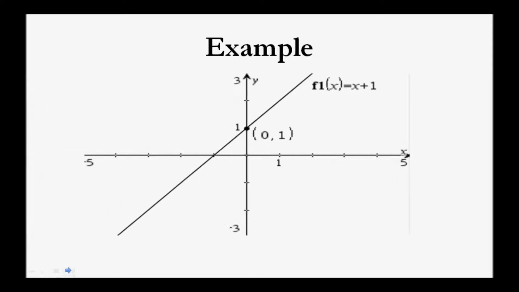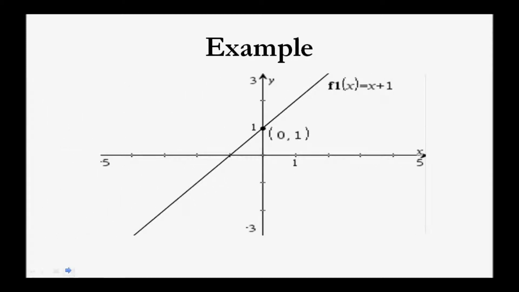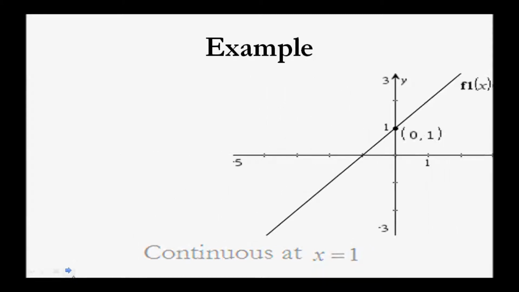So in this example, we're going to look at a series of graphs and determine whether they are continuous or discontinuous. And if they are discontinuous, we're going to name the type of discontinuity. So in this graph, we see a point at 0, 1, and we know the function f of x equals x plus 1. From the graph, there is no reason to believe it would not be continuous, so we determine that it is continuous at x equals 1 and over the entire domain of the function seen here in the graph.